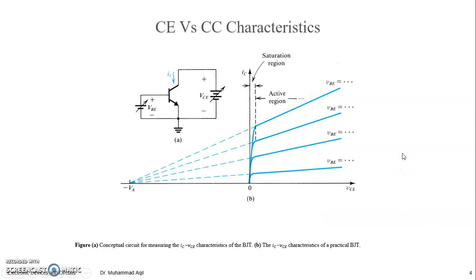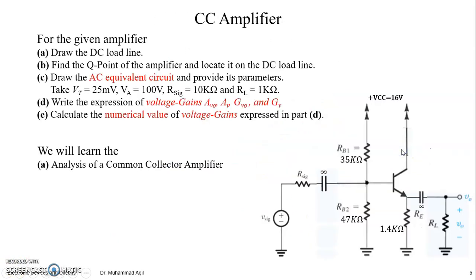Now to start with, let us introduce a proper statement to let you know how the questions can be asked as far as your scope is concerned. Same: draw the DC load line, find the Q point, find the AC equivalent circuit, and then have these values. Load will be 1 kilo ohm, R signal will be 10 kilo ohm, and so on. Write the expression of AV naught, AV, GV naught, and GV for this amplifier. Calculate the numerical values of all these things.